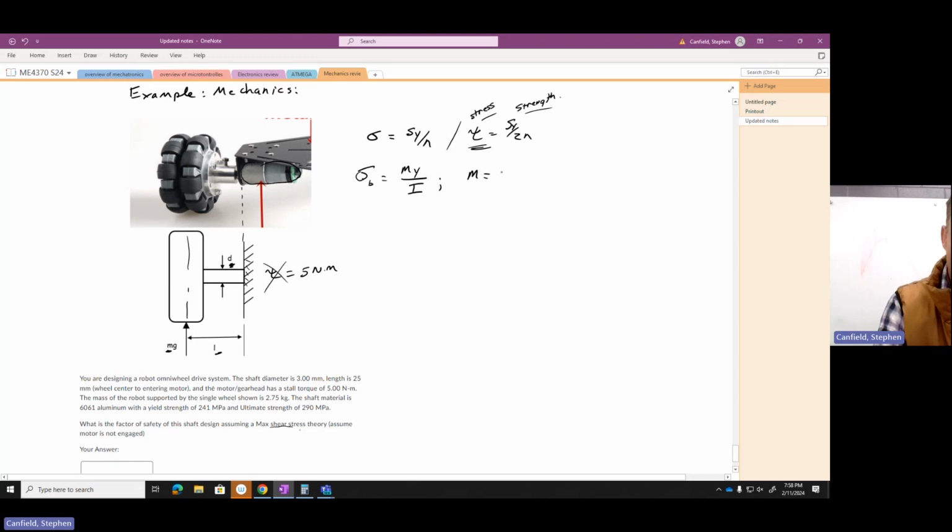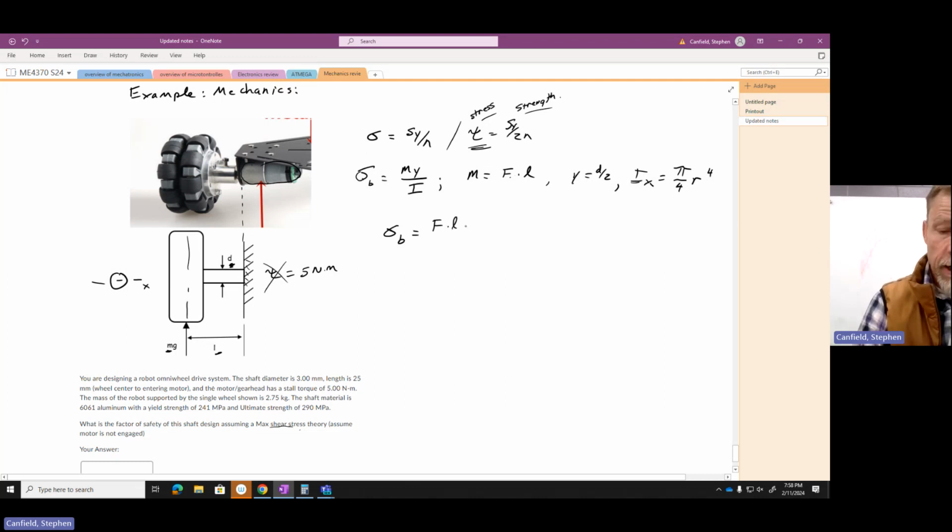My M is this force mg acting at a distance. My y is going to be the diameter over 2, and my I is about the cross section, maybe called Ix, and it's given in the notes. For a circular shaft, Ix is pi over 4 r to the 4th, or d over 2 to the 4th. So I can put all these values in. I get F times L times d over 2, divided by pi over 4 times d over 2 to the 4th.